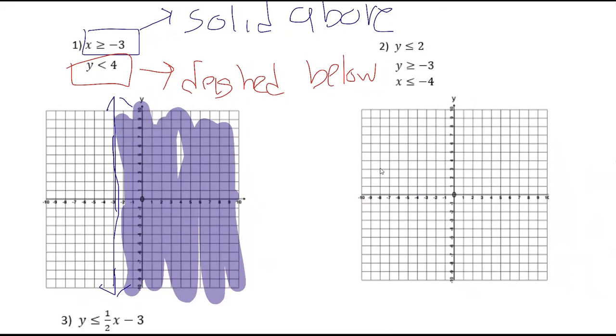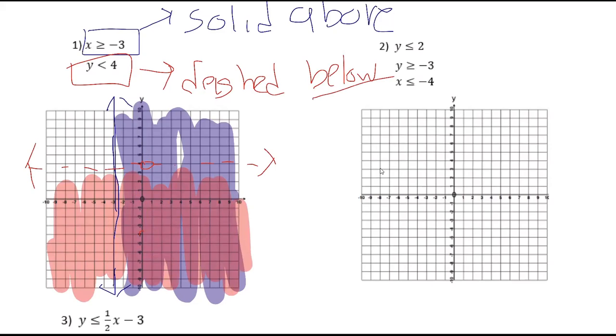So then we'll sketch our second inequality. So y less than 4. You could do an open circle. Oh, it's +4. And then it's going to be a horizontal line that's dashed. And we said we're going to shade below. So it would look like this.